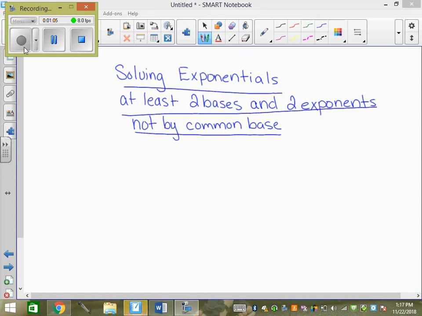All right. So our first example is going to say solve 5 to the 3x equals 3 to the 2x minus 1. Now, they often ask for exact values. Why would they ask for exact values? Because if they don't ask for exact values, your calculator is your best friend. Okay?